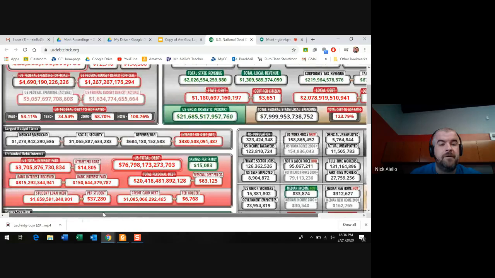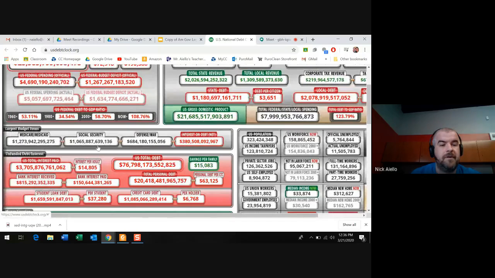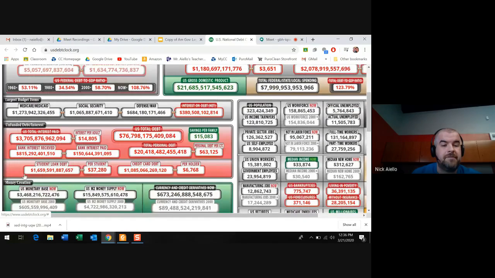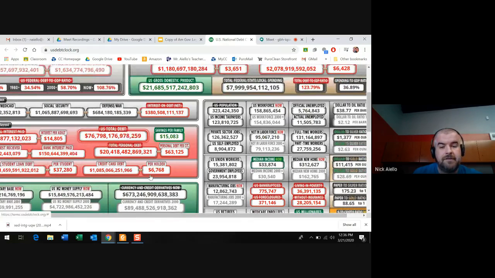The amount of money that we're putting in towards defense and war, the amount of money going into Social Security and Medicare, the average savings per family, not a lot. Total personal debt, the average personal debt per citizen, $63,000. Something that many of you will be contributing to in the near future. Student loan debt is over $1 trillion, over $1.5 trillion. It's on average $37,000 per student. Average credit card debt.